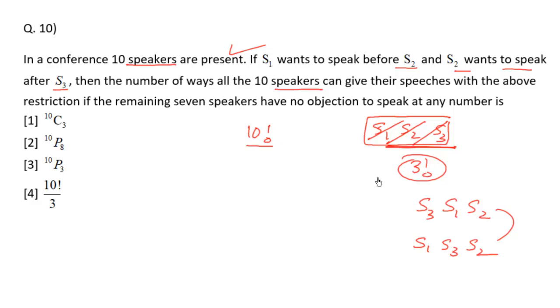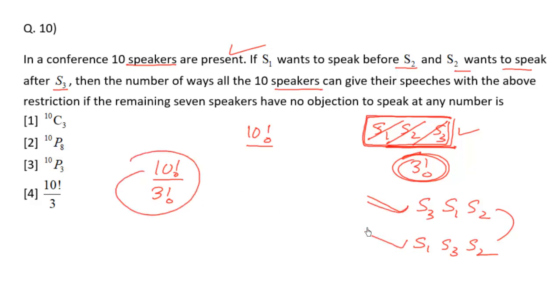Here we have ignored these conditions. If we do not take these conditions, then S1, S2 and S3 can be arranged in 3 factorial ways. So 10 factorial divided by 3 factorial will give me the number of ways for one particular arrangement, that is S1, S2, S3, right? Or this is the other possible arrangement. So for this possible arrangement, this is the number of ways. For this possible arrangement, again, this will be the number of ways. So we can combine both. For that, we have to multiply it by 2. So overall, the answer would be 10 factorial divided by 3. So option 4 becomes the right answer.